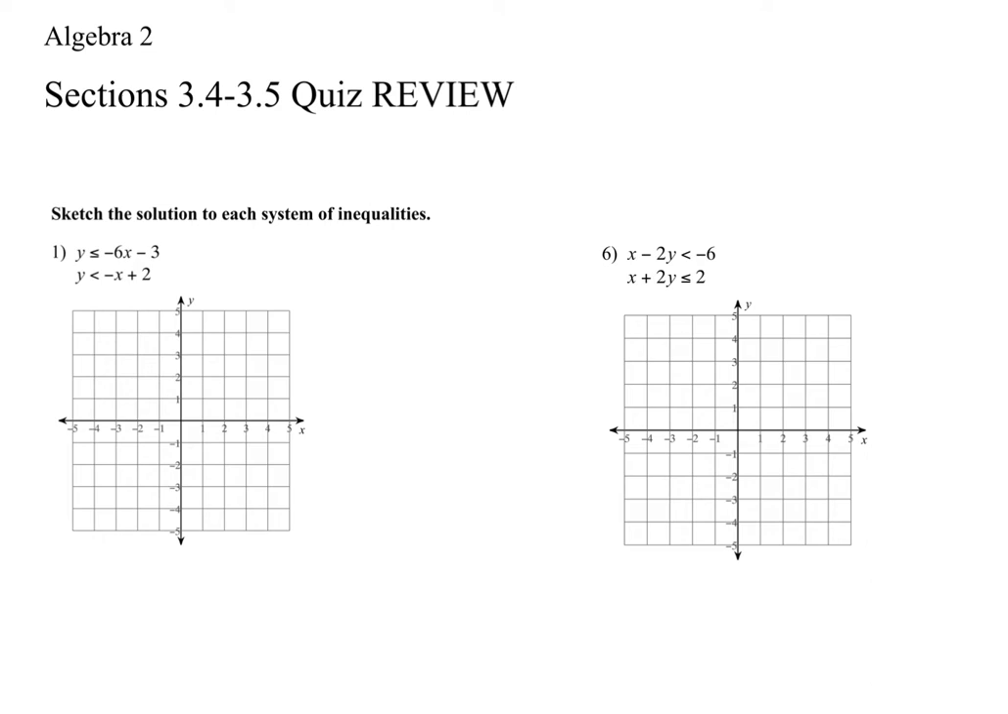So for this first one, I have y is less than or equal to negative 6x minus 3. This is slope-intercept form. When you are graphing in slope-intercept form, where do you start? With the y-intercept, which is this guy right here, and you start on the y-axis. So I go to negative 3 on my y-axis, and I put a dot there. The next thing I do is I look at my slope.